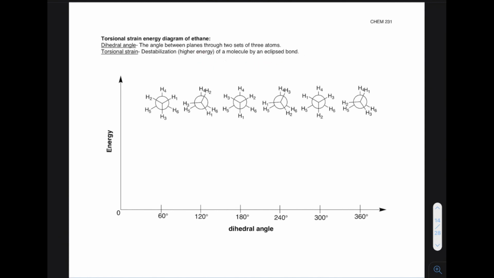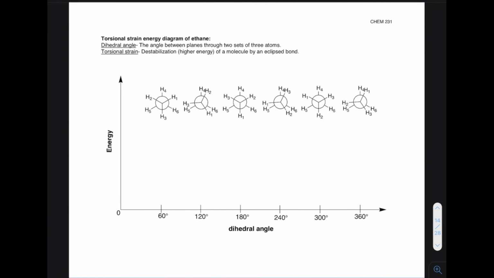Okay, so torsion, remember, is sort of like a twisting motion. So if a molecule is always rotating, always moving, in solution or in space, the strain that it experiences through this torsion is going to be represented by this graph. And the destabilization, that higher energy from torsional strain, comes from an eclipsed bond. So let's go ahead and draw that. We don't really care exactly how much energy it is. We just care how much higher energy it is. So that's why the only indicator here for energy is at 0. We're just looking at relative energy.